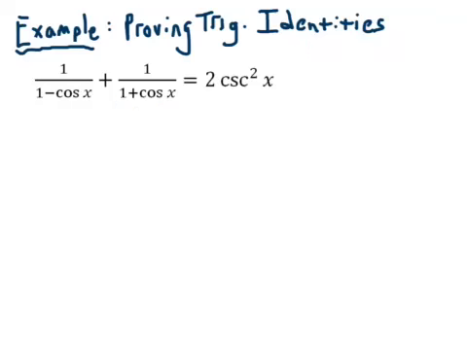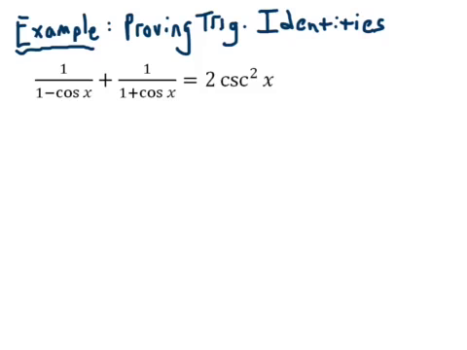So here we have an example of proving a trig identity. The directions being we want to prove this identity. And we want to take a clue here from our target expression. Notice that our right side we have one term, 2 times cosecant squared of x. And on the left side we have 2 terms.